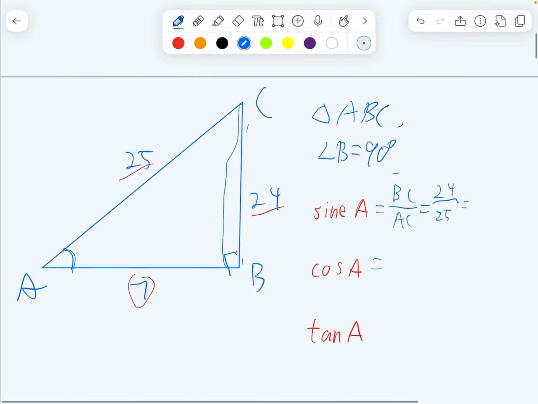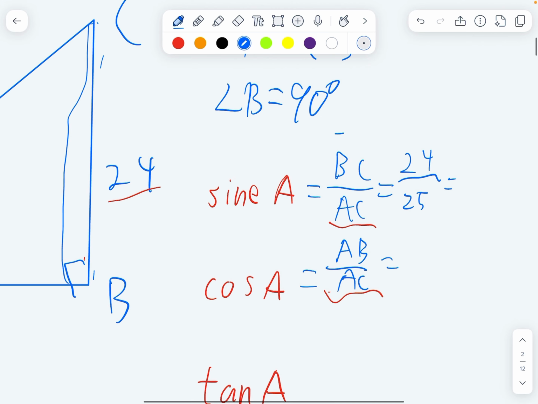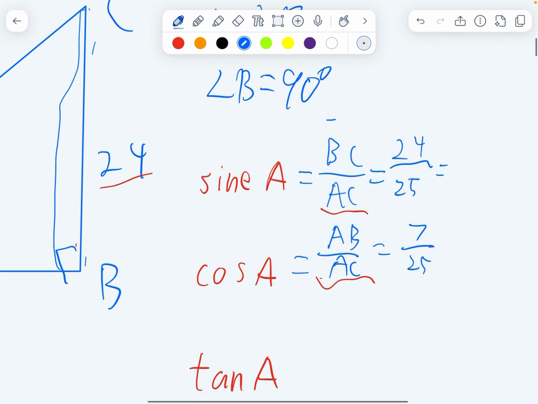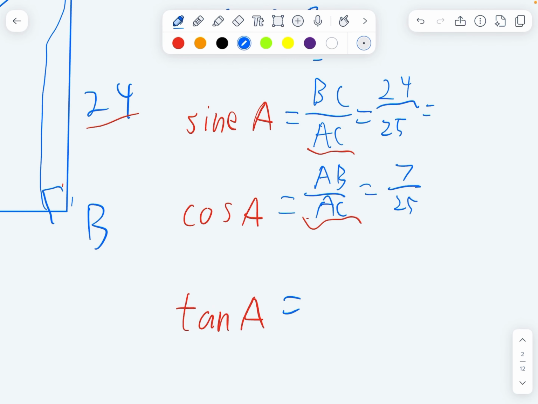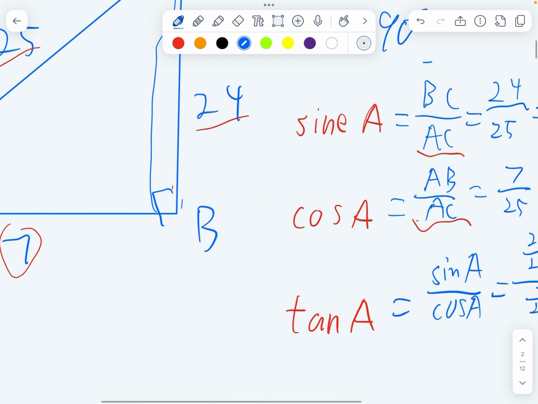For cosine A, it is AB over AC, because the denominator AC is the same. So it is 7 over 25. For tangent A, it equals sine A over cosine A, which is 24 over 7. Okay.